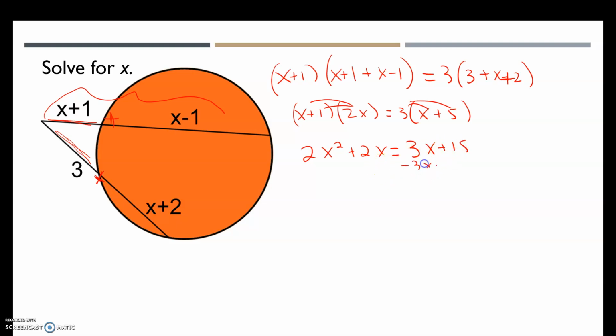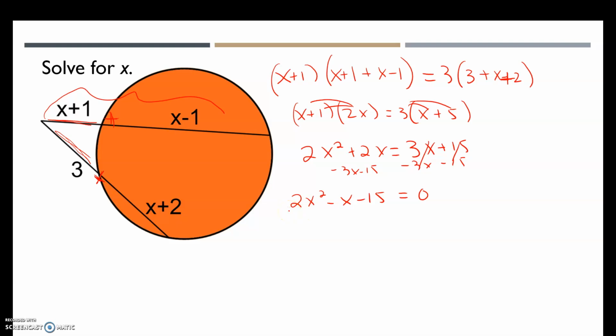Now I want to move everything over to the left side. So I'm going to subtract 3x and subtract 15, minus 3x and minus 15. So it all moves over, and I have all of this equal to 0. So on the left side, I'm going to get 2x squared minus x minus 15. Now here you're going to have to factor. So this isn't the geometry, this is your algebra. You have to go back and remember how to factor this. We have a coefficient other than 1.